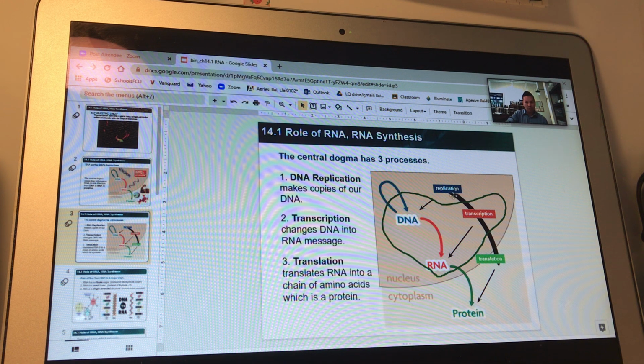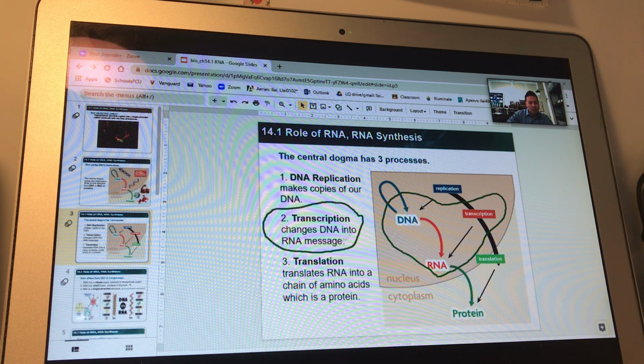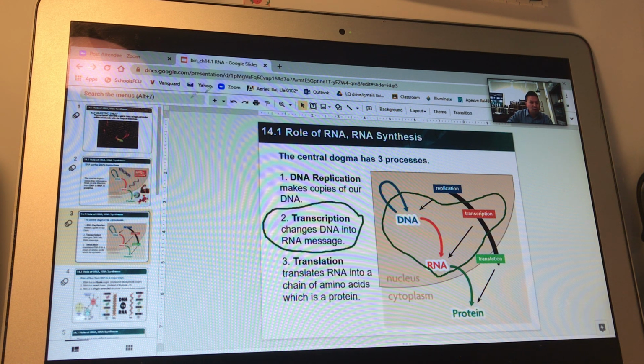I'm gonna continue. So we're gonna talk about this now. What does transcription do? Transcription changes DNA into RNA messages. Now, our focus, people, is not about number one. We talked about number one already. We're going to talk about number two. I'll talk about number three next Tuesday. That's translation. So the focus is on transcription.